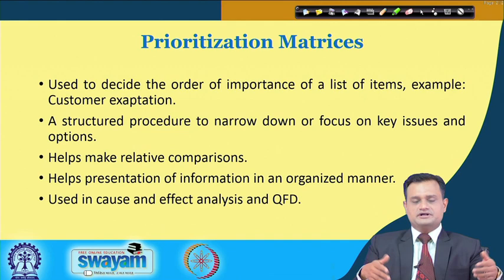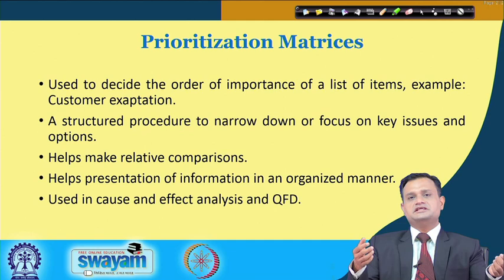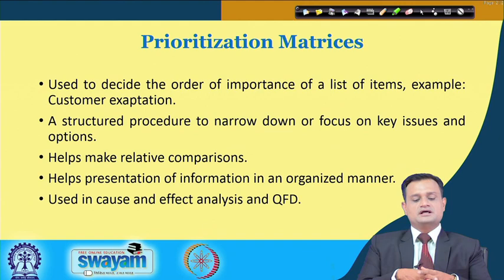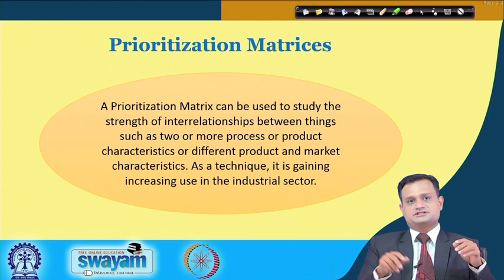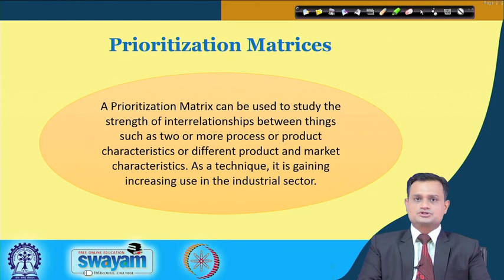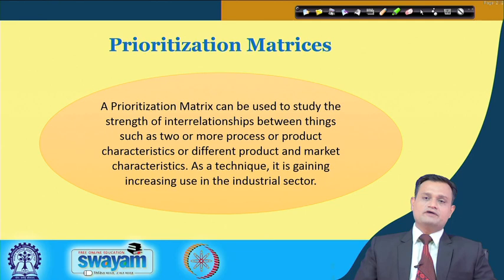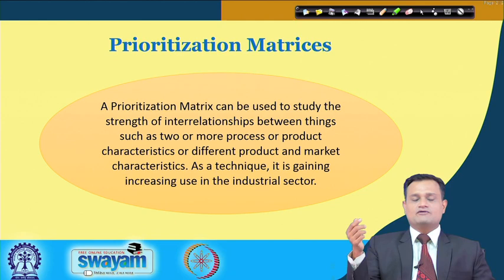We have adapted such a system when we did the cause and effect analysis for QFD, and typically this structured approach helps to narrow down or focus on key issues and options. So I can say that a prioritization matrix can be used to study the strength of interrelationship between things, and you can recall the QFD top roof, that triangle roof where technical requirements and their strengths were evaluated. Two or more process or product characteristics, or different product and market characteristics, can be correlated. It is a technique gaining increasing use in the industrial sector.